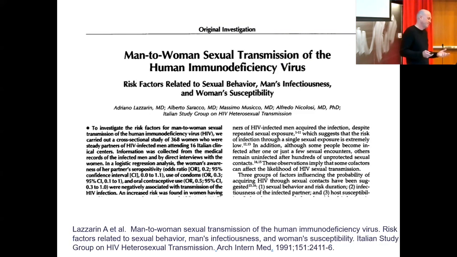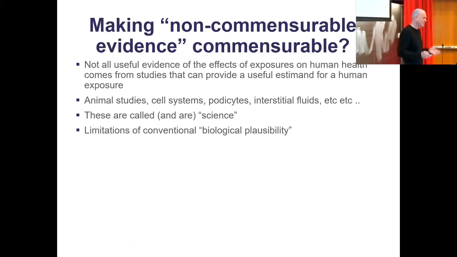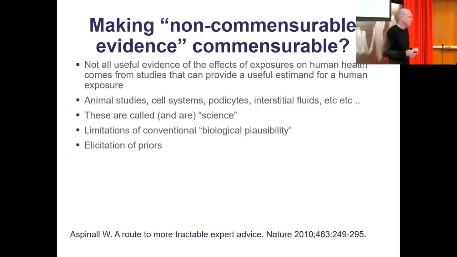The other paper found the reverse result. This one suggested that oral contraceptive use protects against HIV because the oral contraceptive thickens the cervical mucus, which might be expected to hamper the entry of HIV into the cervix, etc. And they all had good references to the biological literature. There has to be some other way of thinking about how you can specify those data.